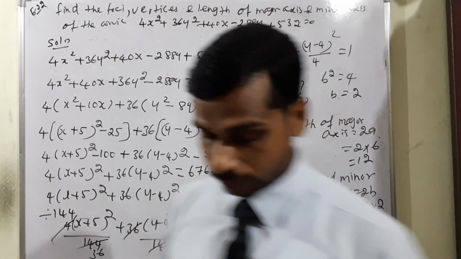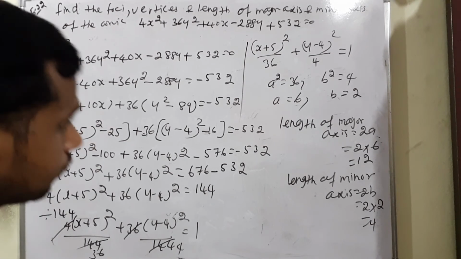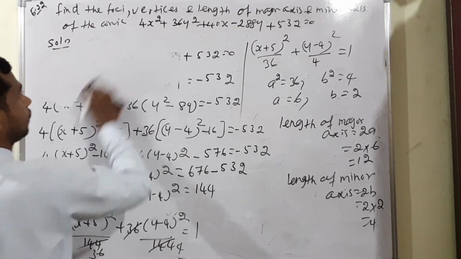After getting these, we still need the foci and vertices. The foci, vertices and lengths of the major and minor axes: the lengths are done. Foci and vertices we still need.